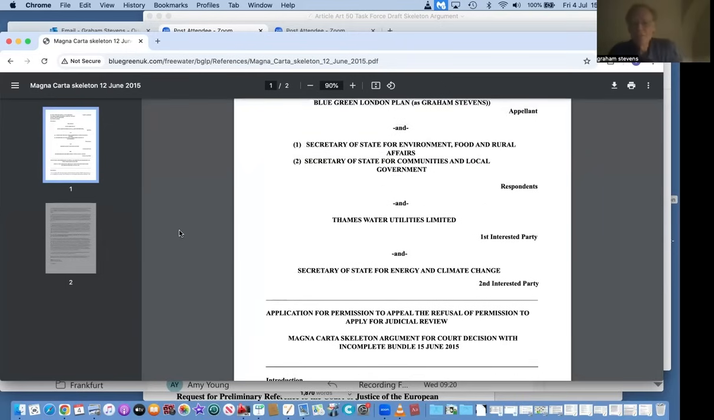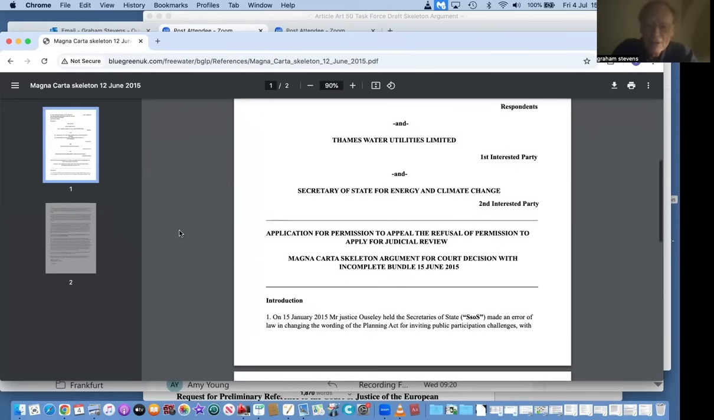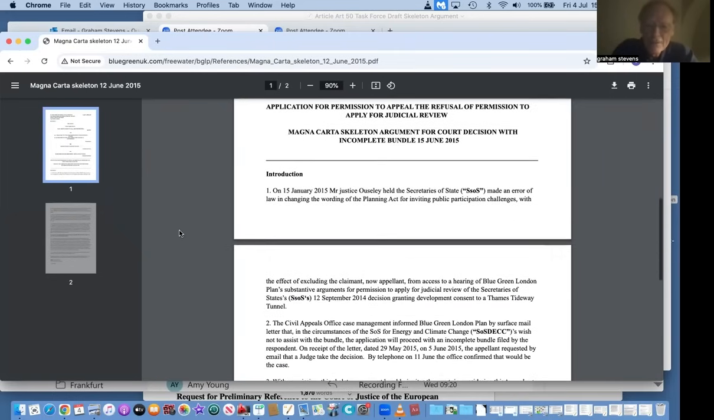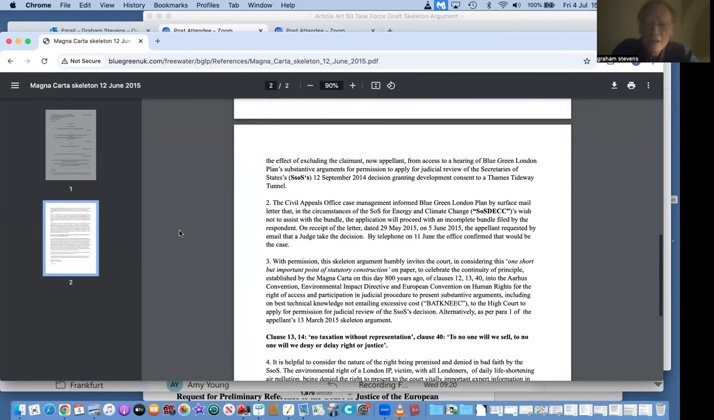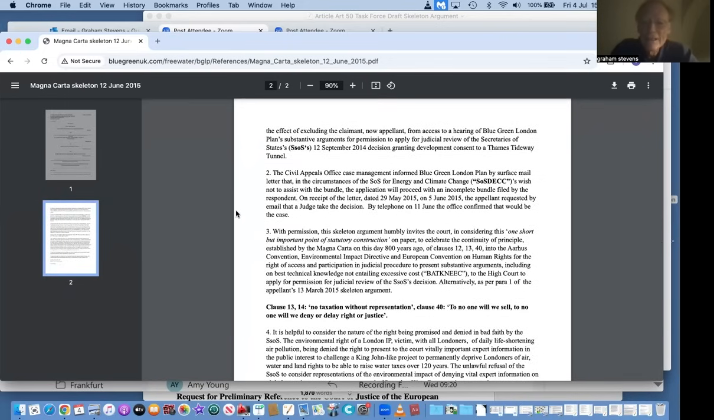2015, and point out to the judge, after dealing with the matter in hand, I ask that with permission, the skeleton argument humbly invites the court in consideration of one short but important point of statutory construction, which is what we were next dealing with.